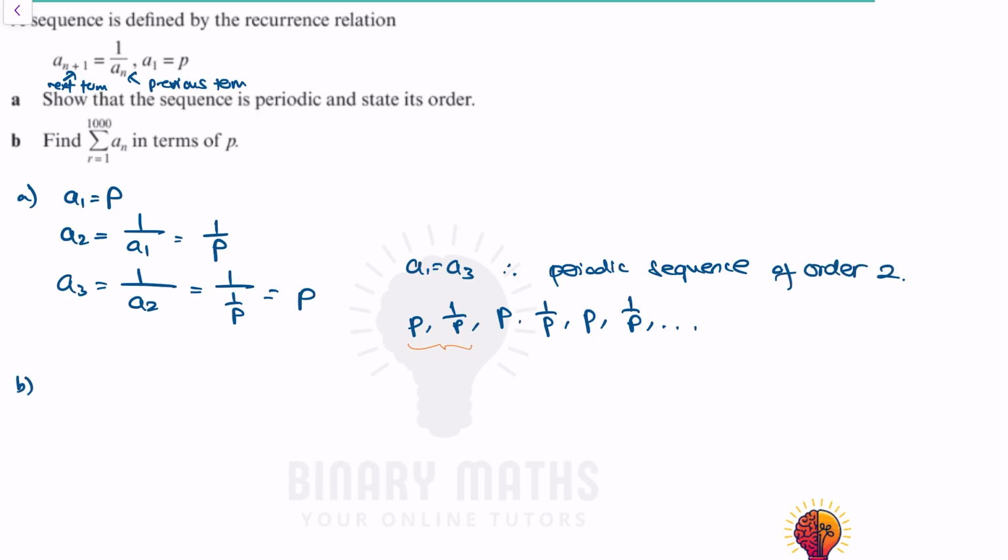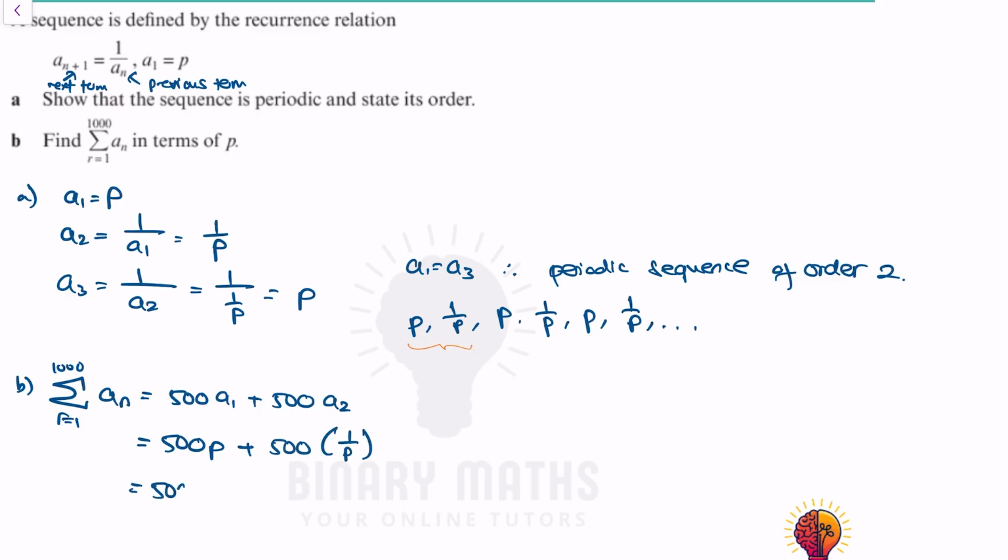B, the sum of r equals 1 to 1000 of An in terms of P will be 500 lots of A1 plus 500 lots of A2, because we've got 1000, half of them will be A1, half of them will be A2, which is equal to 500 times P plus 500 times 1 over P, which is equal to 500 times P plus 1 over P.